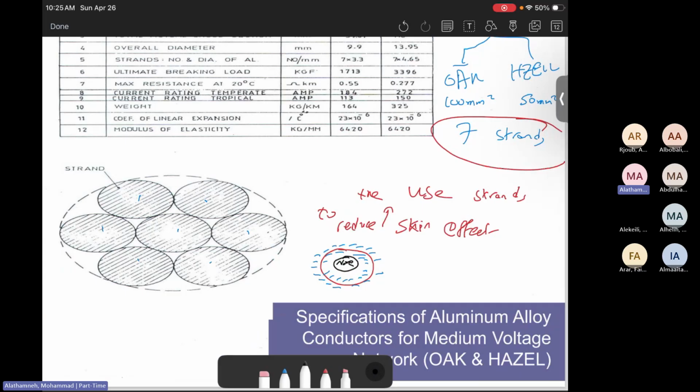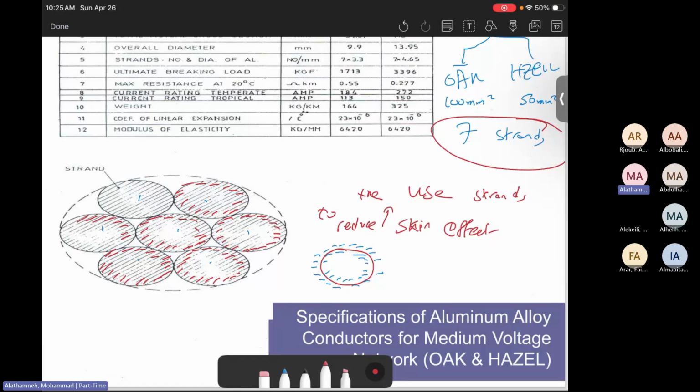Inside the circle, there is almost none. So to avoid this, we use strands. When we use strands, you will see the currents, or the negative charges, will be at the edges. As we see here, the current is at the edge, the electrons are at the edge. And when we use this, the skin effect will be minimized.